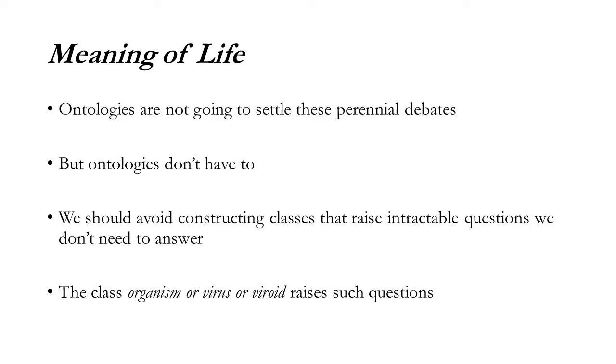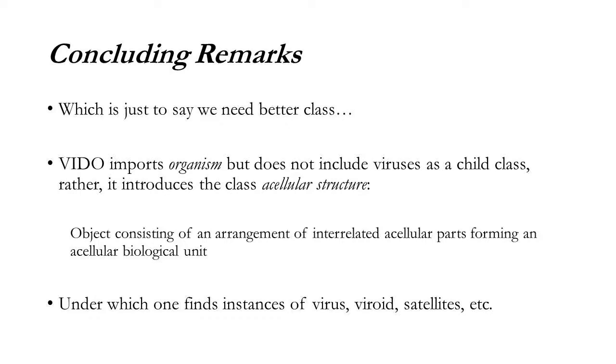It's going to be really hard to sell researchers on using an ontology where they have a term that suggests a question about life that they can't answer. And most people can't. Most people don't have a firm answer on it. Why even bring that up? Instead of doing that, we try to develop a different class. We import organism, VIDO does, from OBI, but we just do not include viruses as a child class.